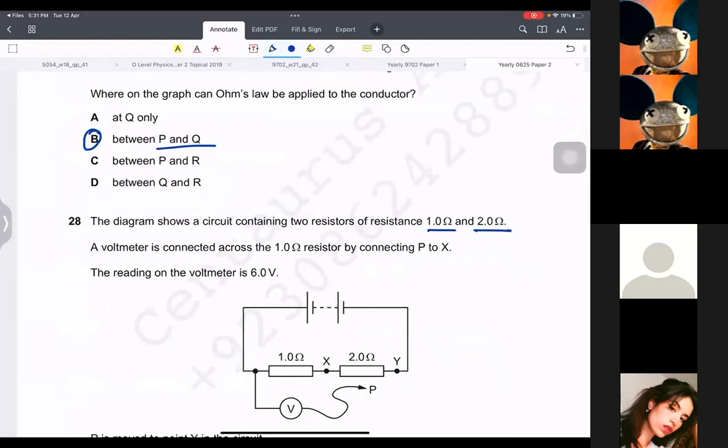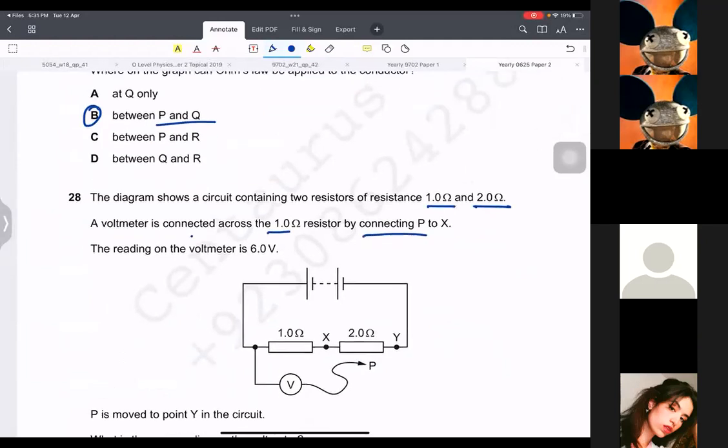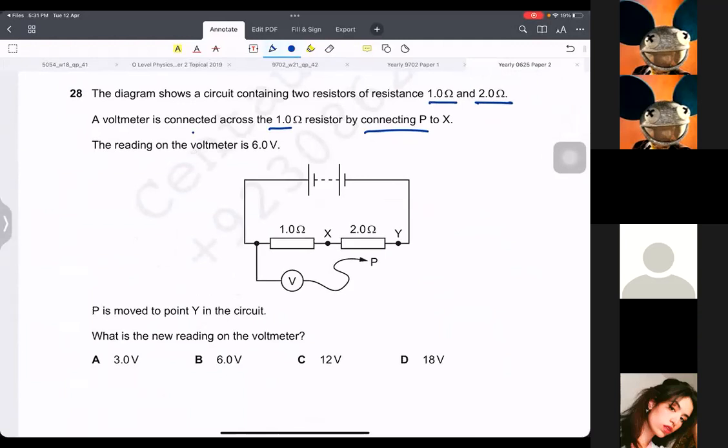The diagram shows a circuit, 2 resistors, 1 ohm and 2 ohm. Fine. A voltmeter is connected across this. The reading on the voltmeter is 6. The voltmeter is connected across 1 ohm by connecting P to X. P is moved to Y. What is the new voltage? So first of all, when it was connected here, it was showing 6 volts. Now we are going to use V equals IR to find the current in this. So voltage is 6 and this is 1, so current should be 6 ampere as well.